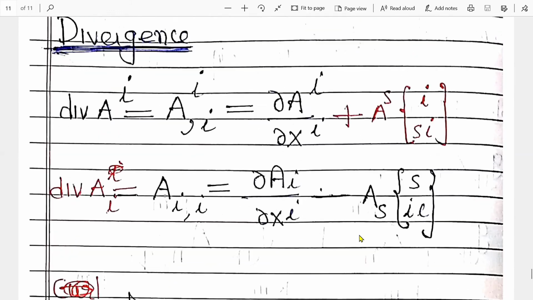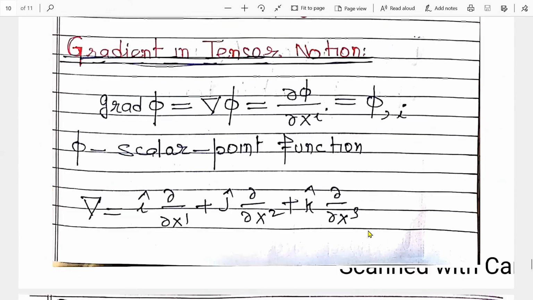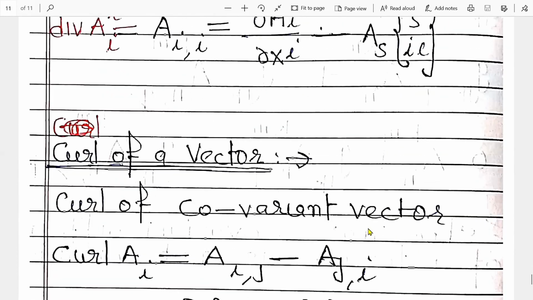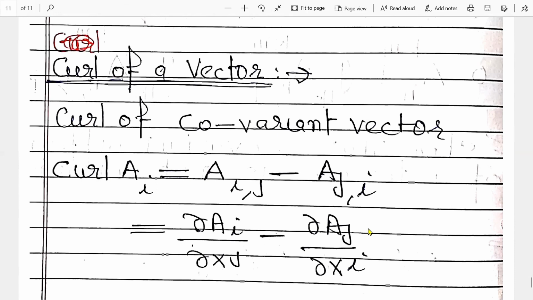So these are some definitions of gradient phi, divergence and curl of a vector, and how we can use these definitions in the form of tensors. That is just for your knowledge.